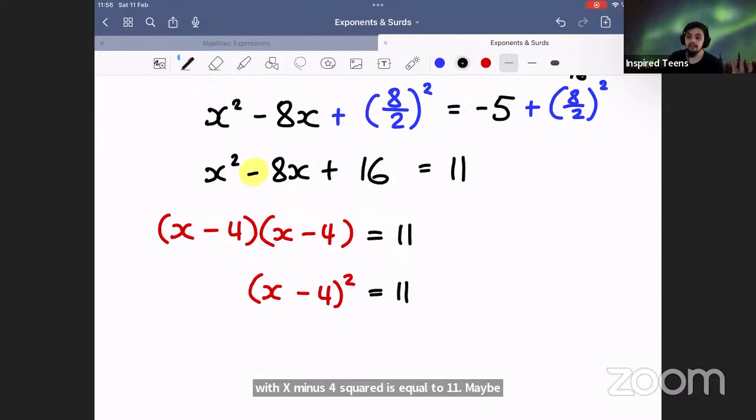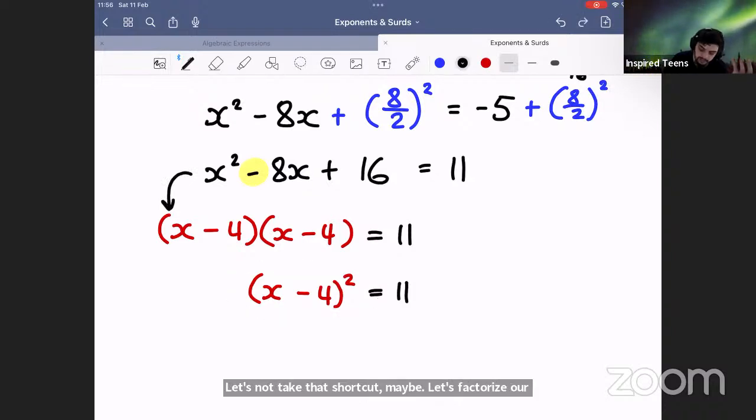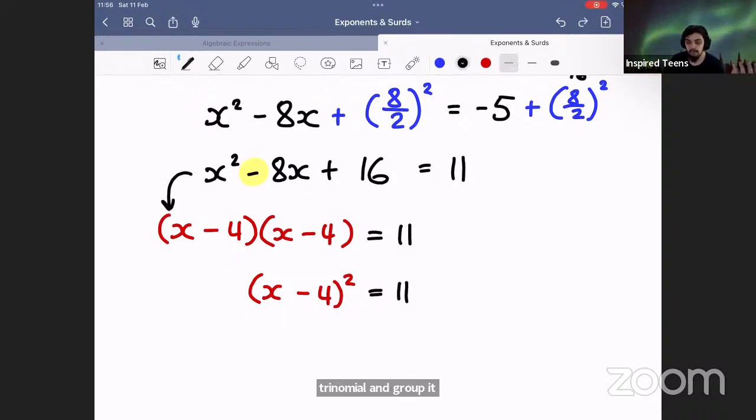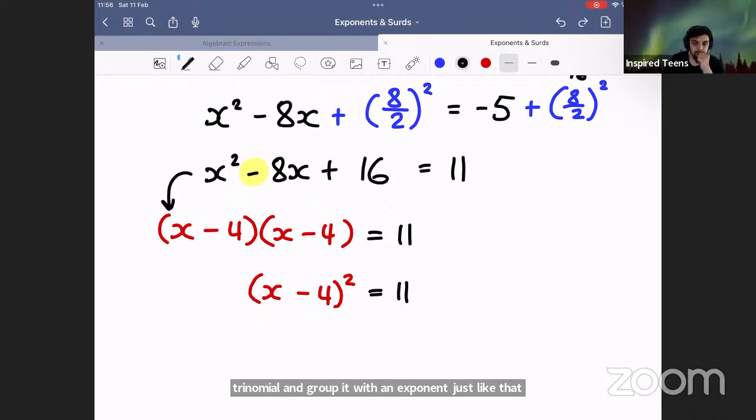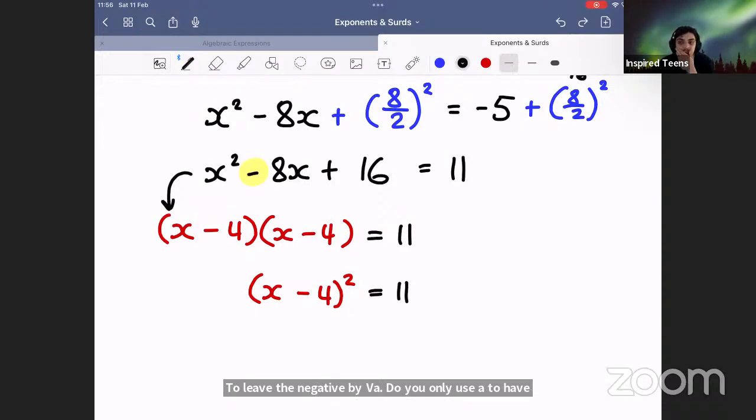Maybe let's not take that shortcut. Maybe let's factorize our trinomial and group it with an exponent just like that. Maybe that's easier. So you leave the negative by b = 8. You only use 8, whether it's negative or positive. It says it in the rules. It's b not negative. But either way, it will be positive. It's squared. Yeah, that's why it's plus 16.